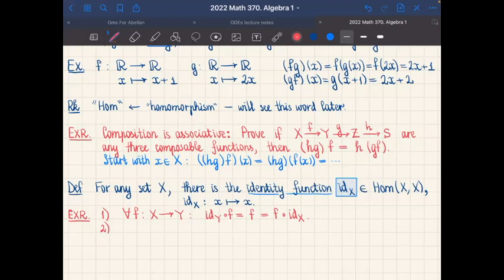Furthermore, you can prove that if you fix a function f from x to y, then it is a bijection if and only if there exists a function g in the opposite direction, y to x, such that the composition in both directions is equal to identities. So f composed with g is equal to the identity of y, and g composed with f is equal to the identity of x.